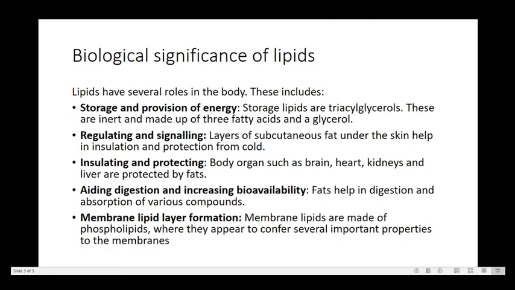So the next role of the lipid in body is aiding digestion and increasing bioavailability. Fats help in digestion and absorption of various compounds. The dietary fats in the food, they break down in our digestive system and begin the transport of precious micronutrients. By carrying the fat-soluble nutrients through the digestive process, intestinal absorption is improved. So the increased absorption is known as increased bioavailability.